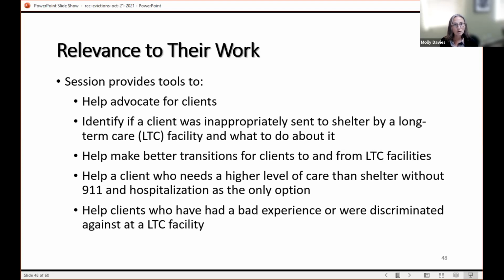And then we also wanted to help clients who may have had a bad experience or were discriminated against at the long-term care facility. So it was another avenue for us to generate information about concerns that our residents may have in long-term care facilities.